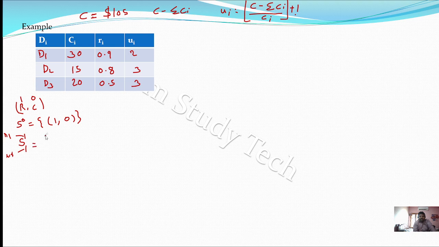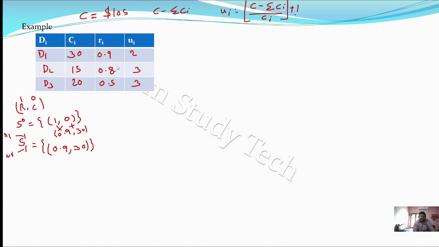Now we can see here, the reliability of device 1 is 0.9 and the cost of device 1 is 30. So here you can multiply this and add this. So you can prepare this set S1 as 1 into 0.9, that is 0.9, comma, 0 plus 30, that is 30. That means you can purchase D1, so the cost is 30 and the reliability is 0.9.